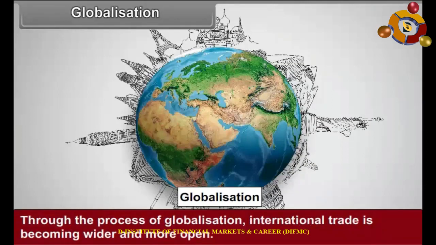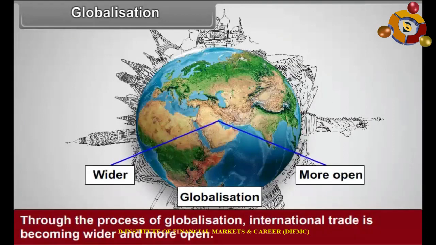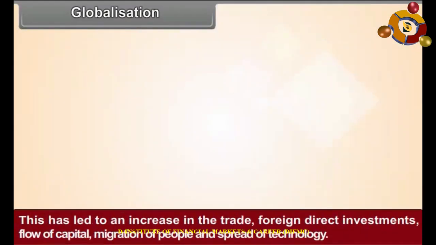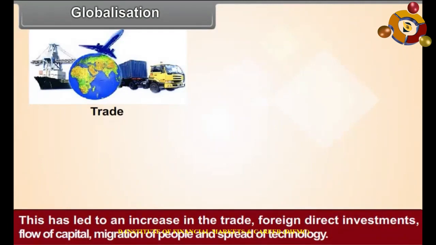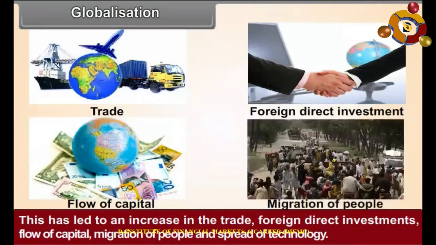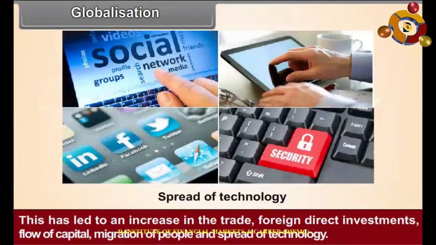Through the process of globalization, international trade is becoming wider and more open. Different nations have started bringing their economies in tune with the economies of other nations. This has led to an increase in the trade. Foreign direct investments, flow of capital, migration of people and spread of technology.